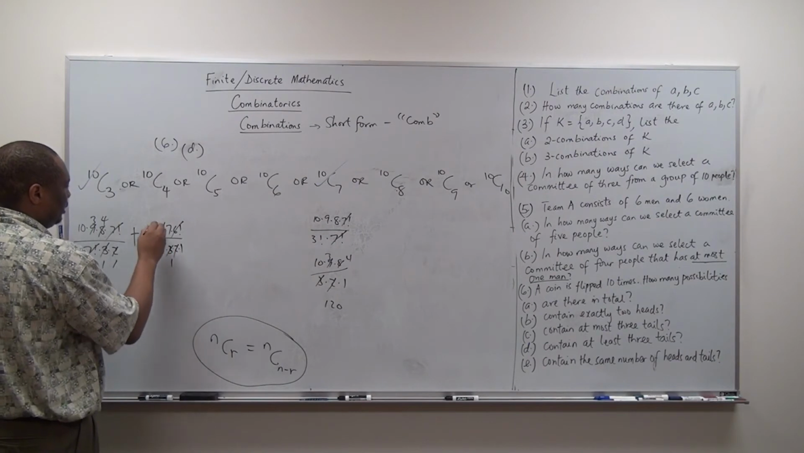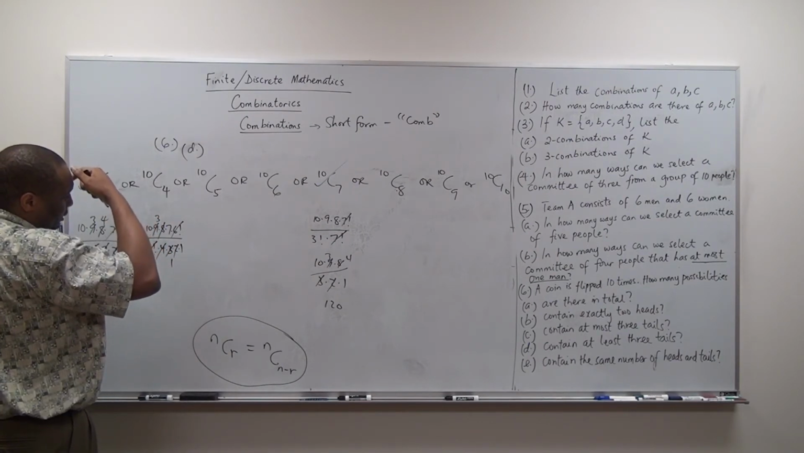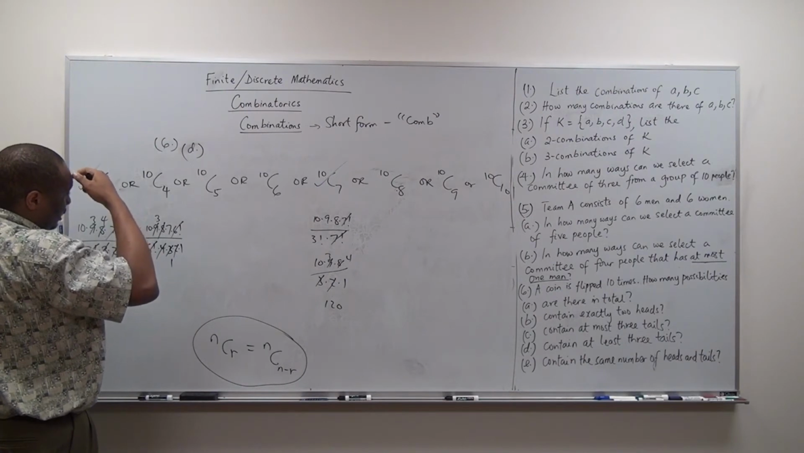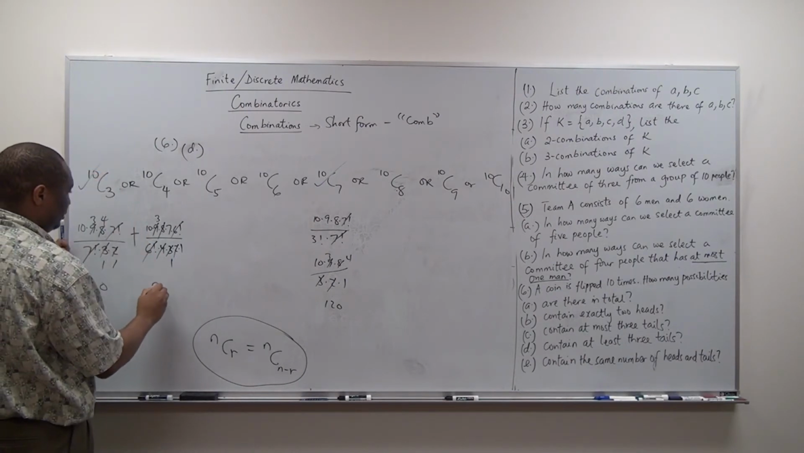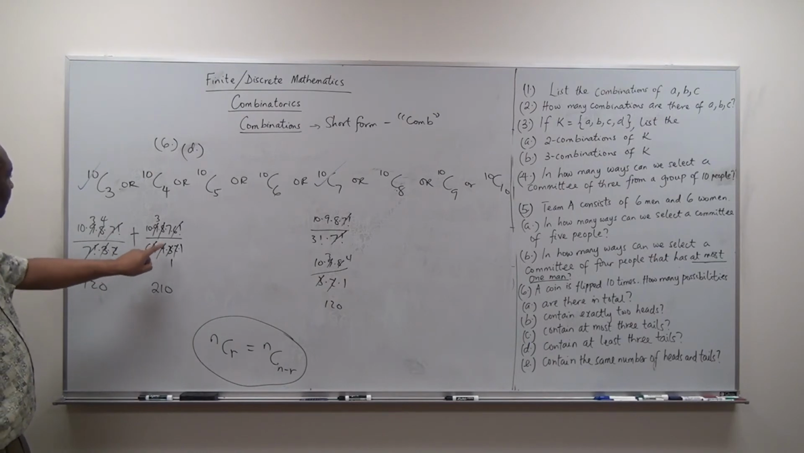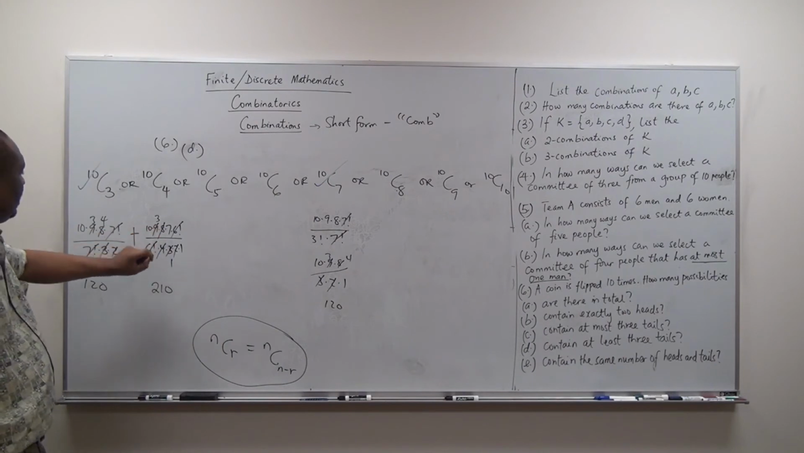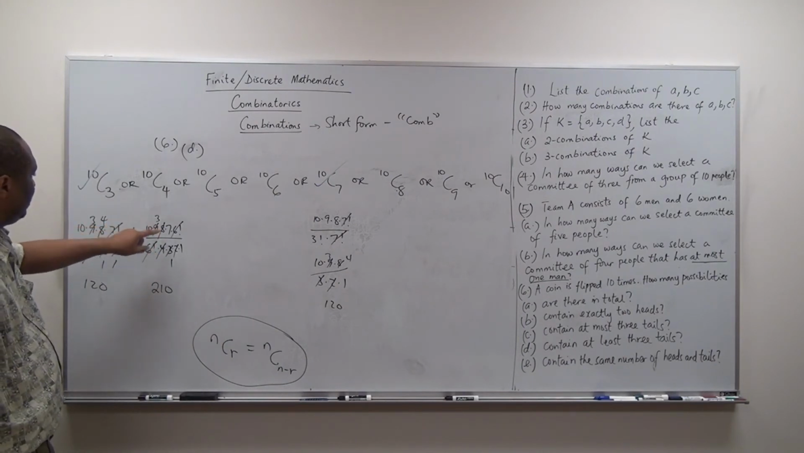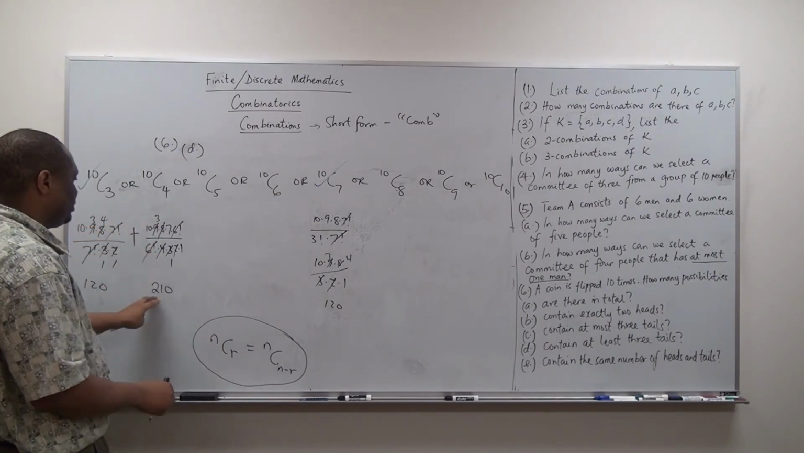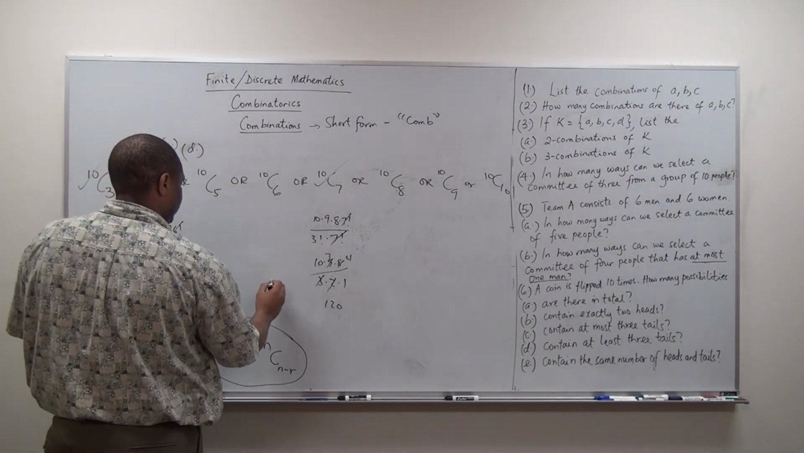Then 3 here, 3. So 10 times 3 is 30 times 7, 210. Look, I got it right. And if this is 210, okay, let me make sure I got it right. 4 times 2 is 8, then 10 times 3 is 30, times 7, 210. Okay, and if this is 210, that means that 10 choose 6 will also be 210.